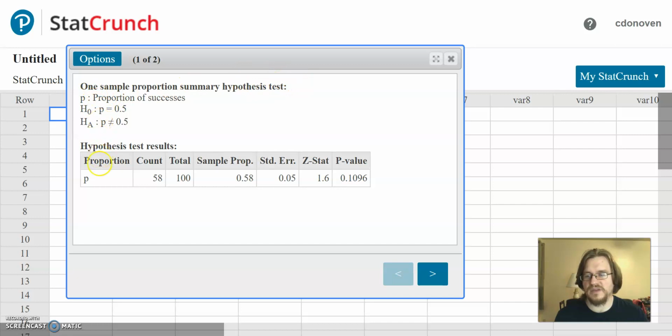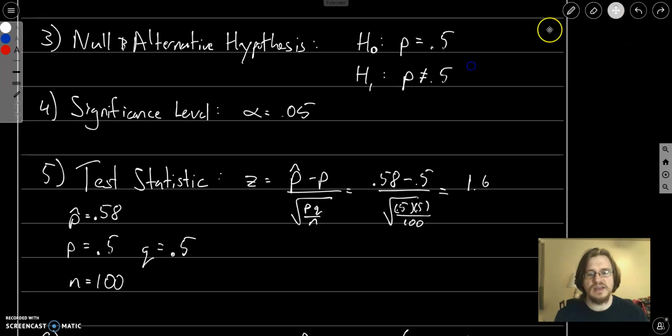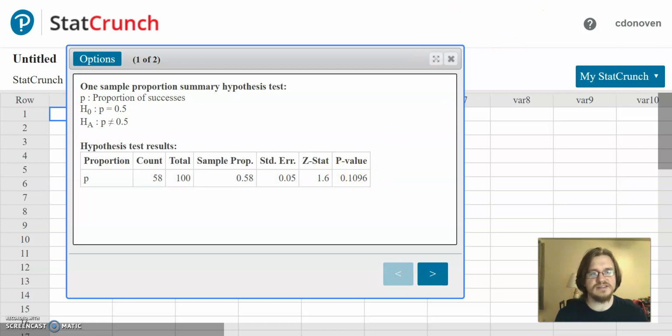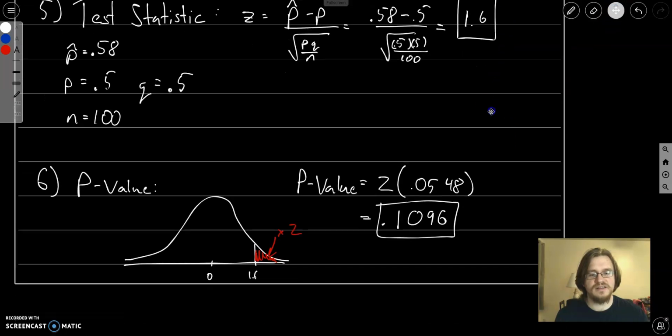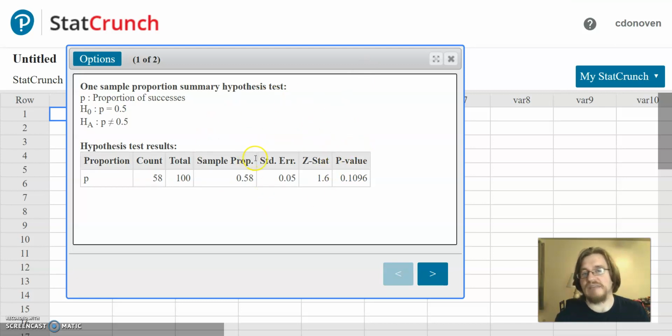The proportion p, we had 58 heads out of 100, so that means that 58% of our coin flips were heads. Our z-score here is 1.6, which, if I come back to how we had worked this out before, is the same z-score. Okay, so that's good, everything matches. And then the p-value, 0.1096, that's the same p-value that we found before. So this calculates everything for you.